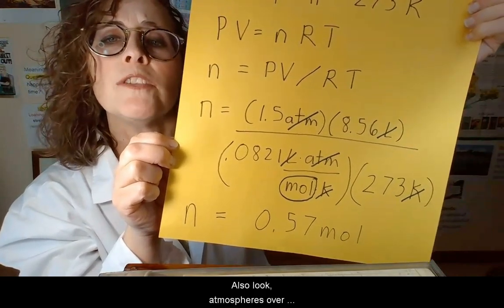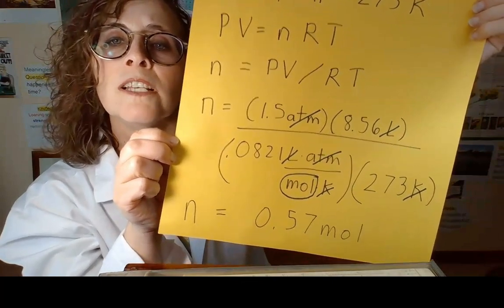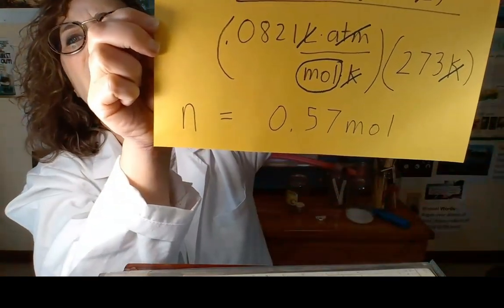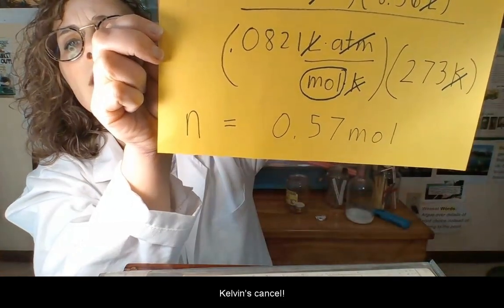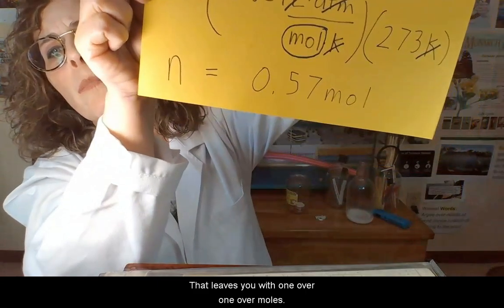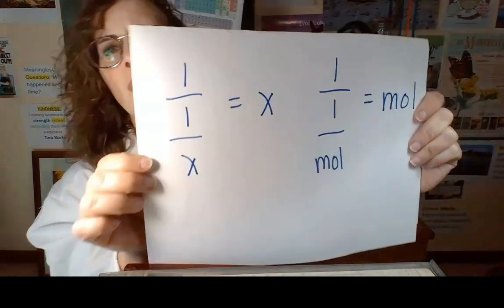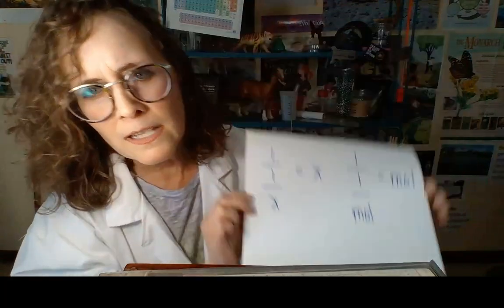Also look, atmospheres over atmospheres cancel out. Liters over liters cancel out. Look in the denominator. Kelvin in the denominator, Kelvin on top, Kelvins cancel. That leaves you with 1 over 1 over moles. What is 1 over 1 over x? X. What is 1 over 1 over moles? Moles. Nothing tricky, just algebra.